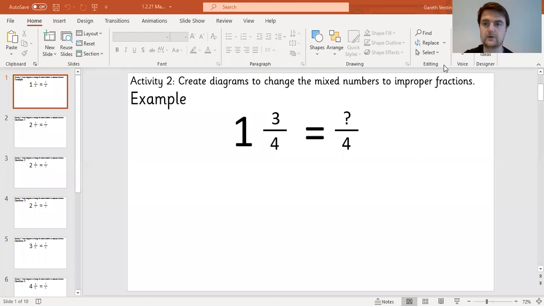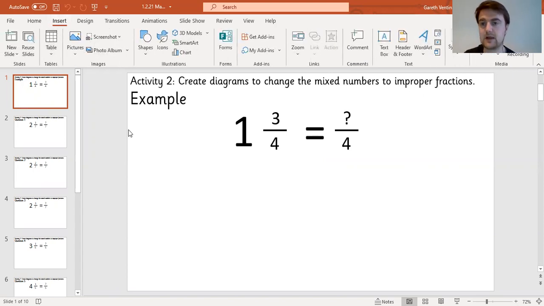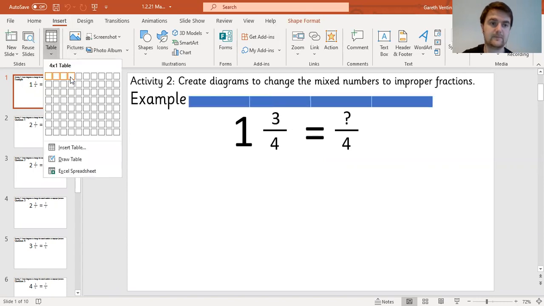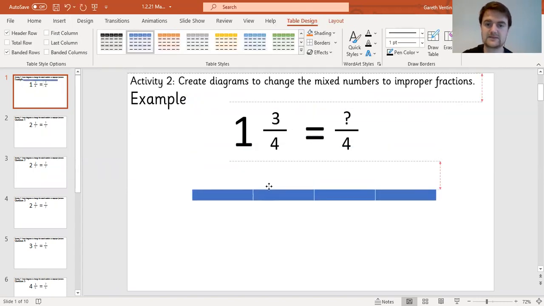For activity 2, you're doing the same thing, but basically you are creating your own scaffold for it. So this time I've got 1 and 3/4 equals how many quarters, but I don't have a scaffold. Now, I know that your version of PowerPoint on Teams does look slightly different, but I believe you do still have this option. So I'm going to insert a table, and I'm going to use a table as my whole. So I know that I'm splitting the whole into 4 equal parts. So I will insert a table with 4 equal parts. There's 1 whole.